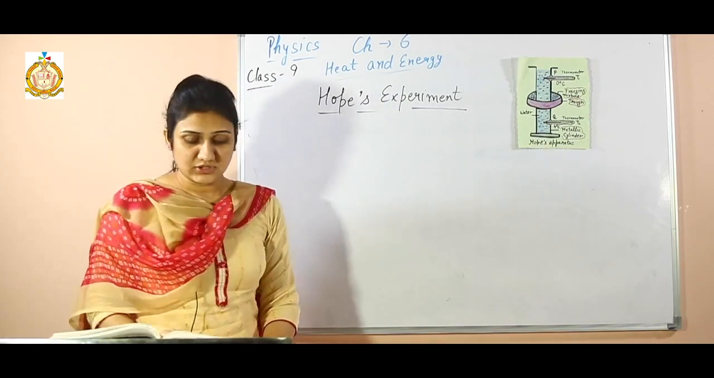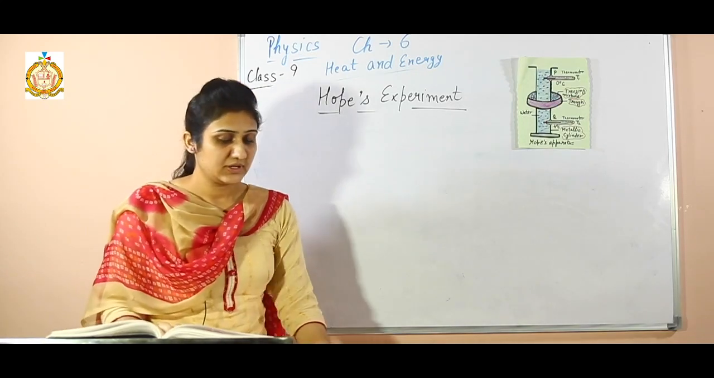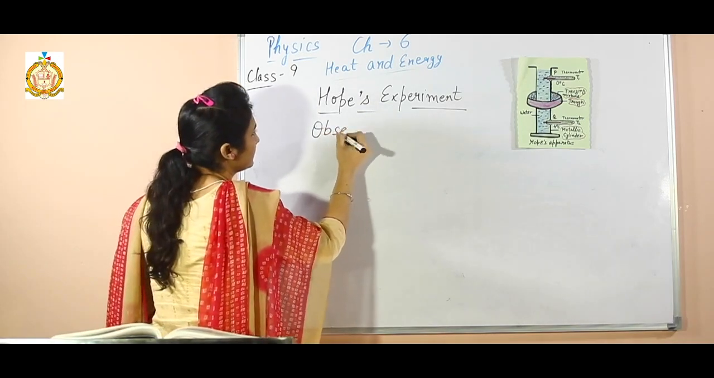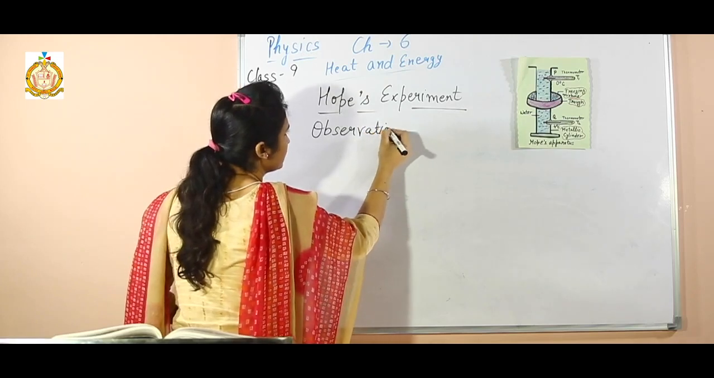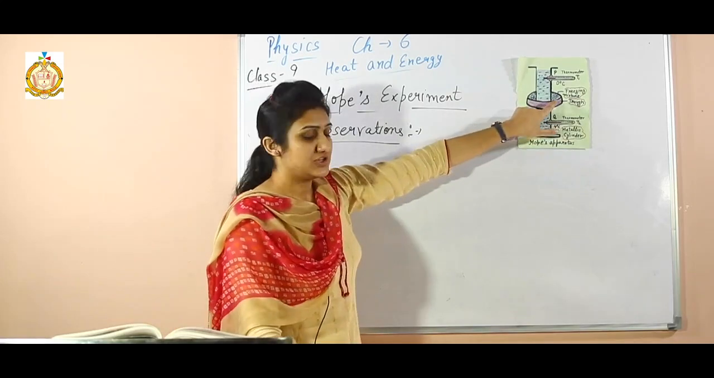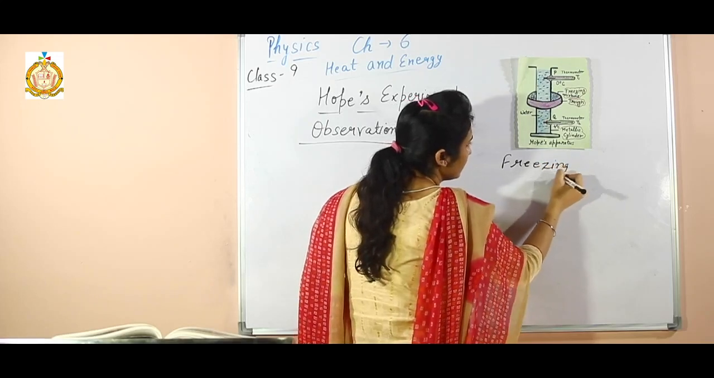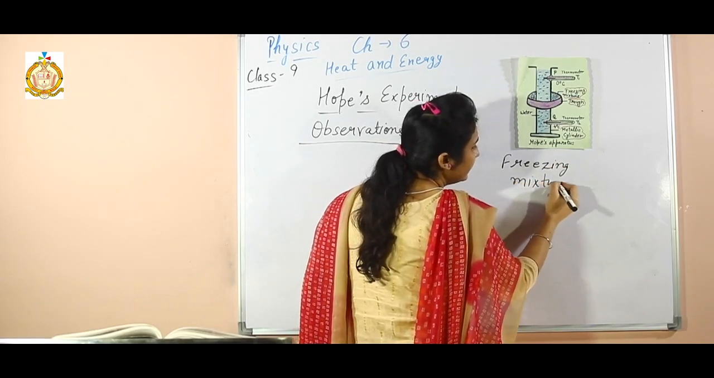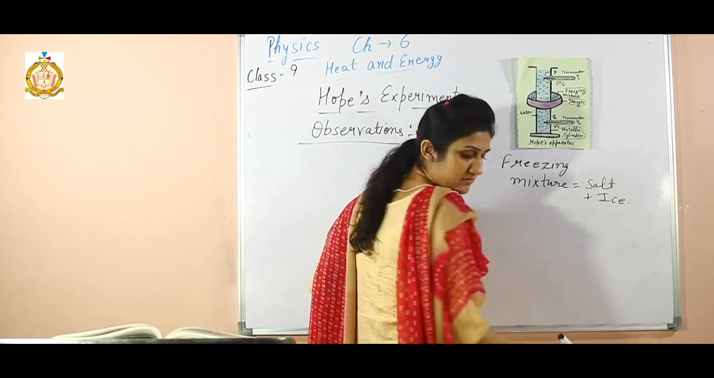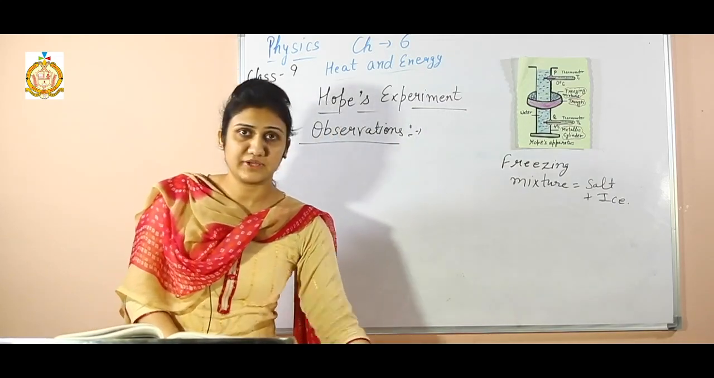and we observe the readings of the thermometers at regular intervals. And what are the observations? This freezing mixture is a mixture of salt and ice. And what are the observations of Hobbes experiment?